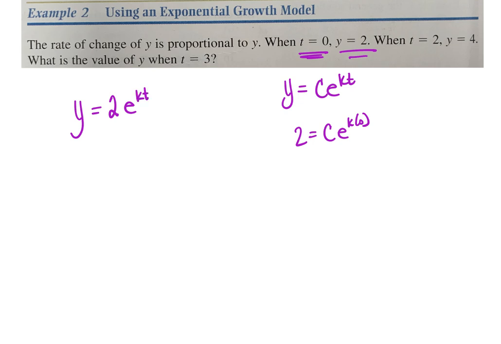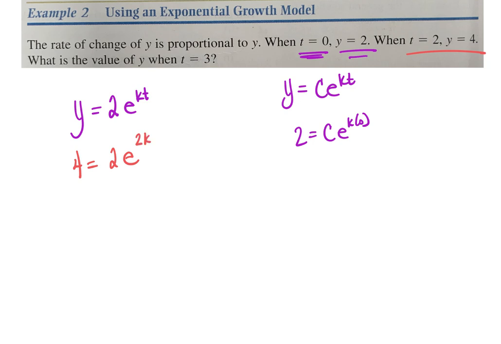We already know that. All right. And so then they've given us another set of information, 2 and 4. So we can just plug it in. 4 equals 2 e to the 4 times k. Well, I wrote that backwards. 2 times k.